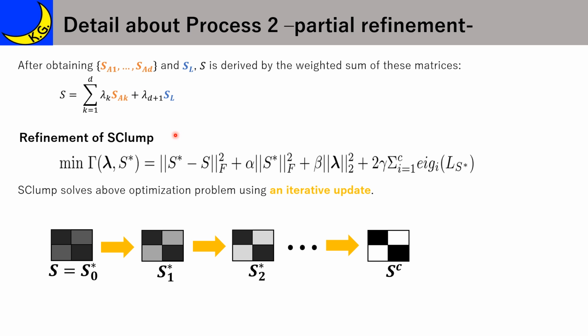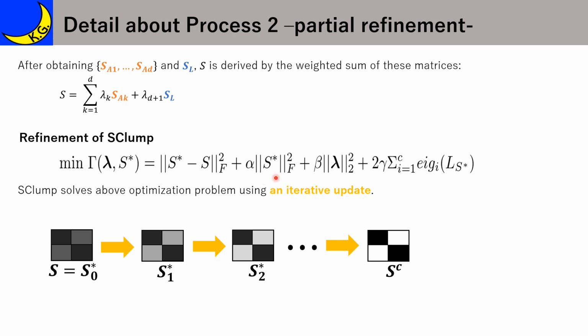Now that we have generated S to refine, I'm going to talk about the second process, partial refinement. First, I would like to provide additional explanation of the refinement process of SClump to clarify the difference between our partial refinement and the existing refinement.